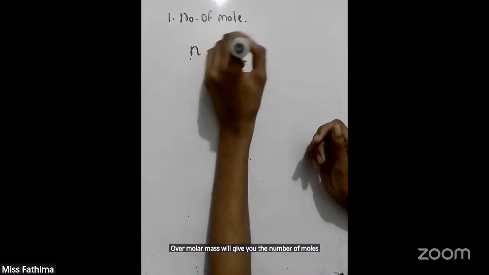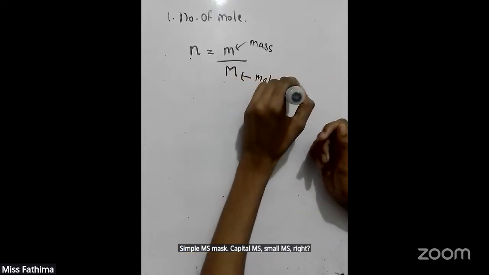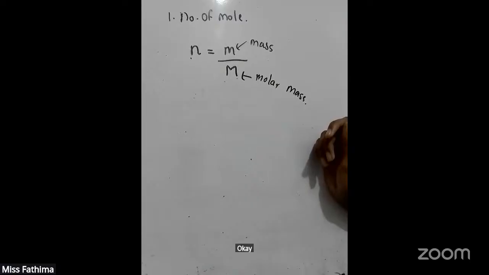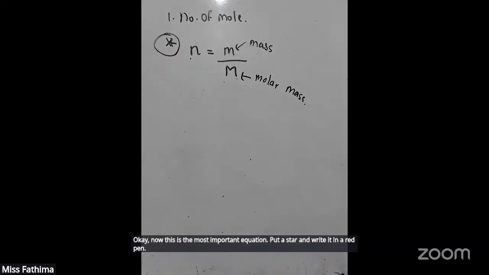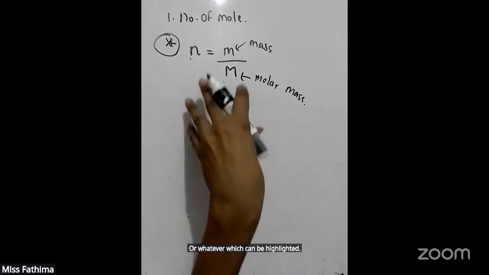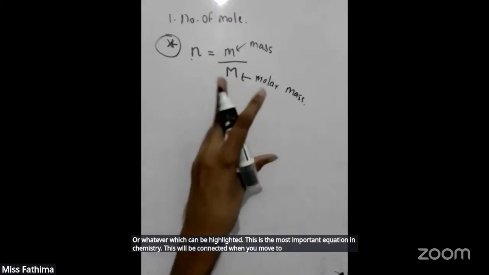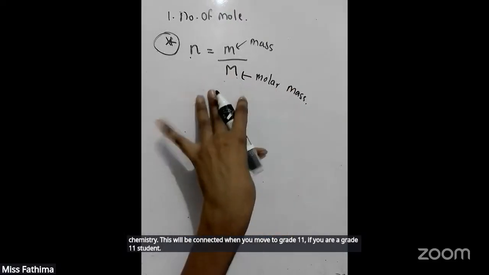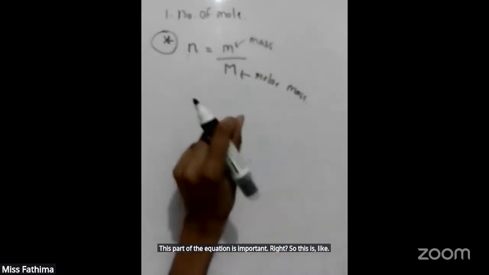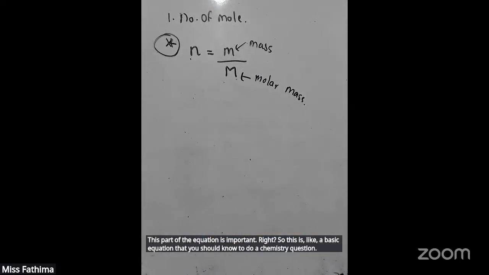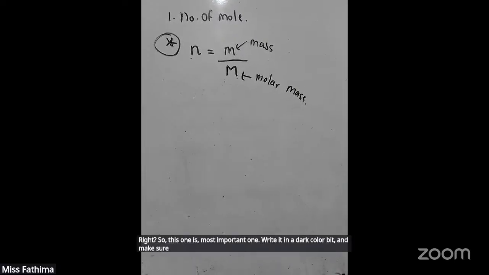This is mass. Simple m is mass. Capital M is molar mass. Right. Okay. Now this is the most important equation. Put a star and write it in a red pen or whatever which can be highlighted. This is the most important equation in chemistry. This will be connected when you move to grade 11. If you are a grade 11 student, under the lesson mixtures, this part of the equation is important, right? So this is like a basic equation that you should know to do a chemistry question, right? So this one is the most important one. Write it in a dark color pen and make sure you are not forgetting this equation.